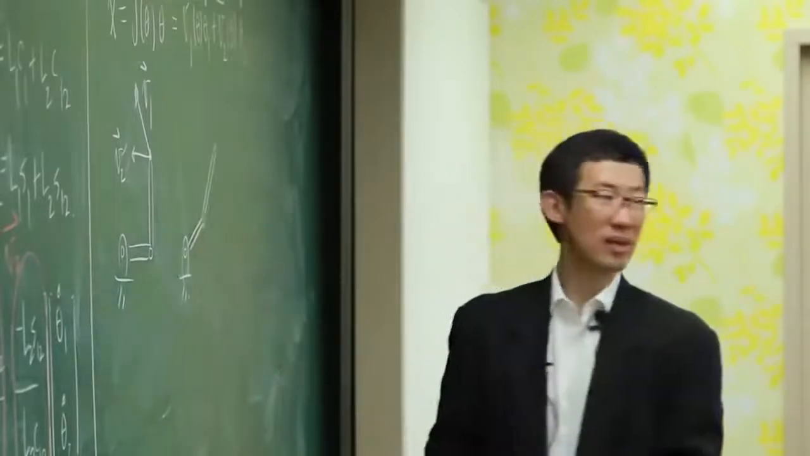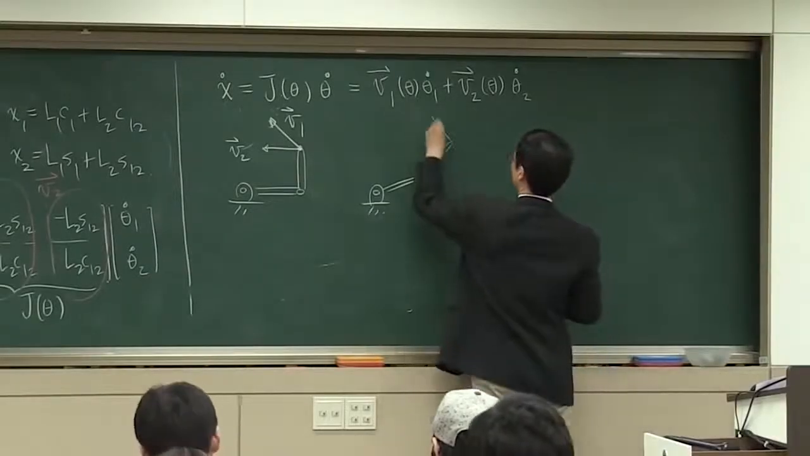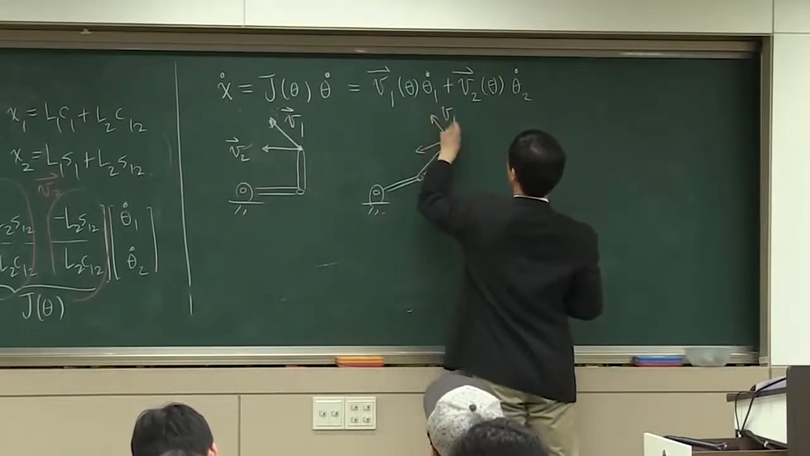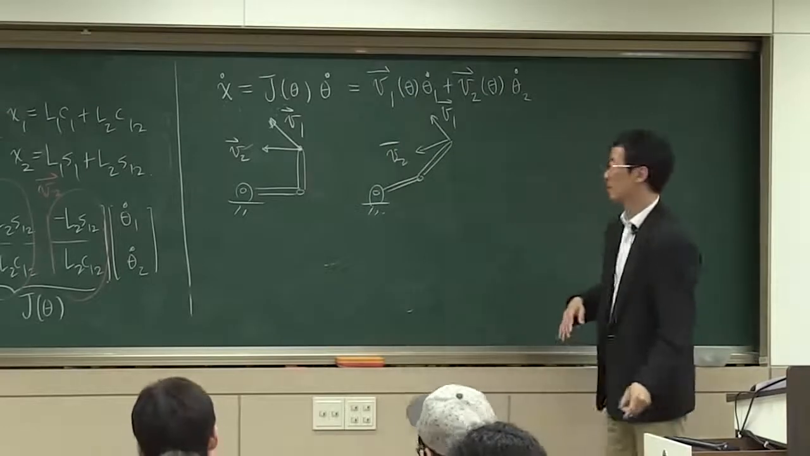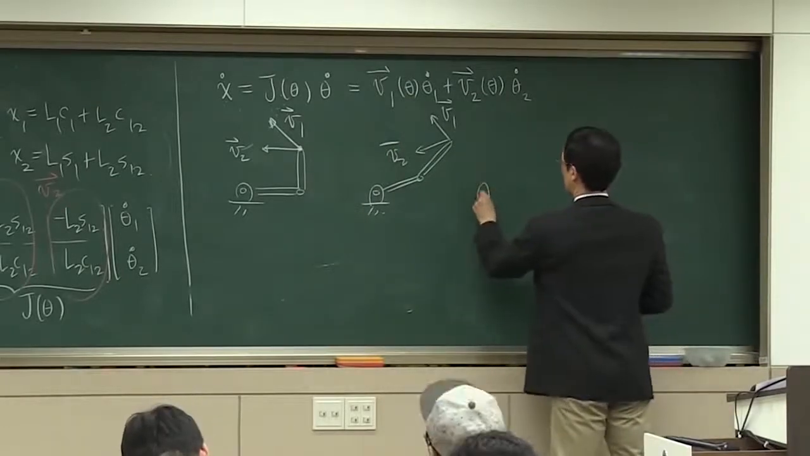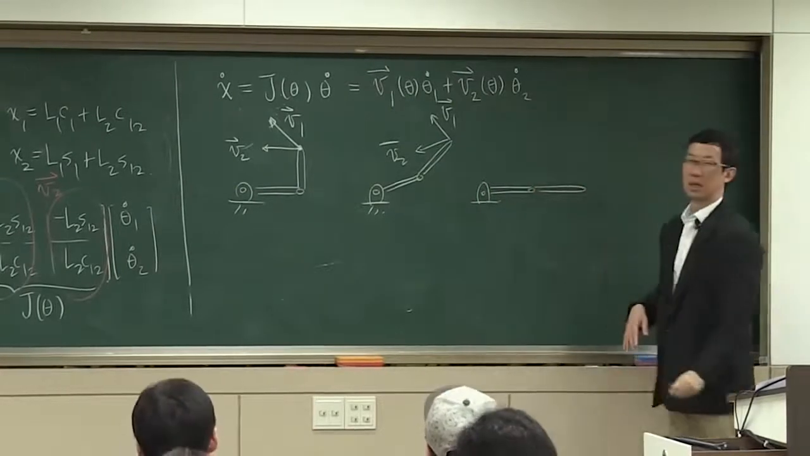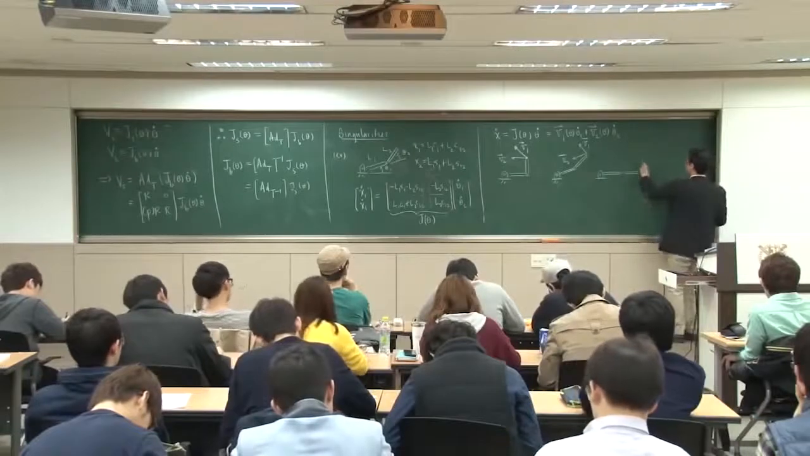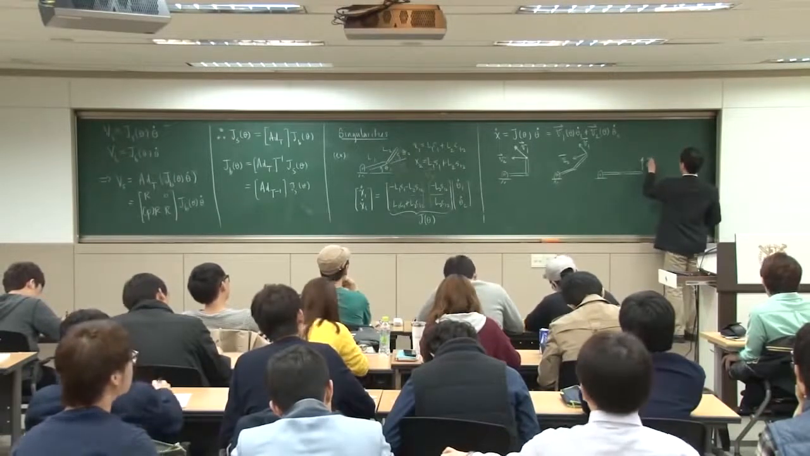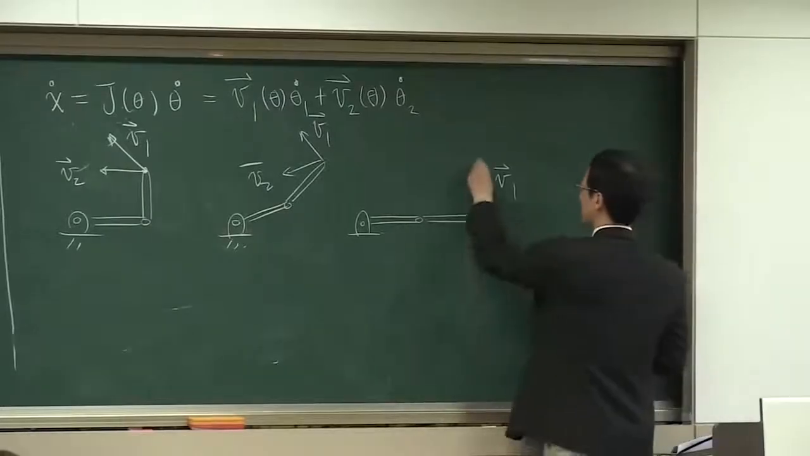How about that configuration? I'm not going to do the calculation, but I figure it's going to be something. What if we extend it out completely? V1 points in that direction. V2 also points in the same direction.